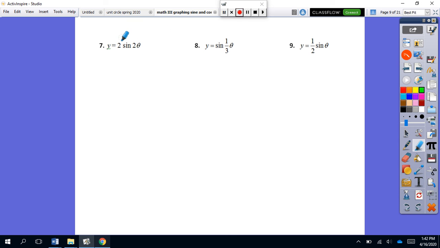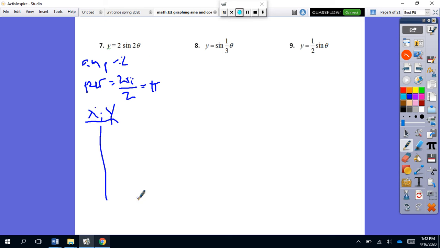So let's do this one. If I want to get my amplitude and period, remember, you take the absolute value of A, so amplitude is 2, and your period is 2 pi over 2, and it's pi. Okay, and then you need your max and min, so that would be 2 and negative 2, and you make your table.